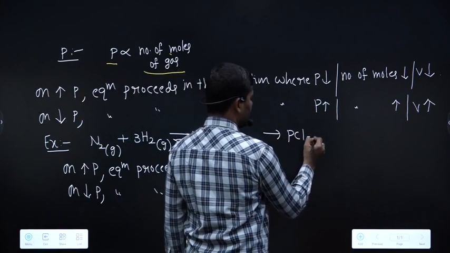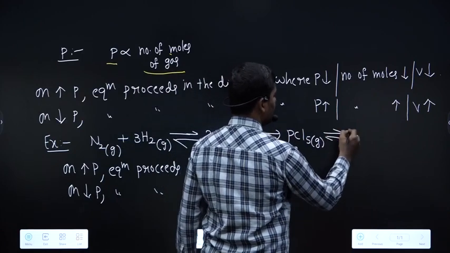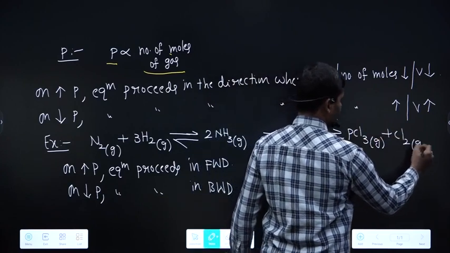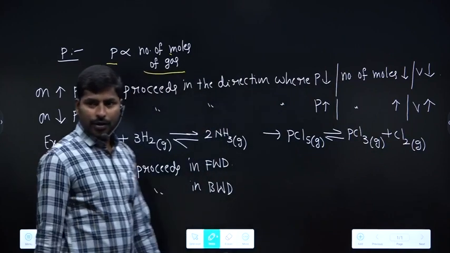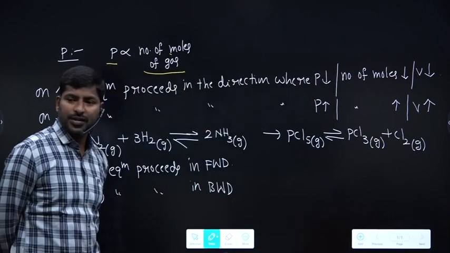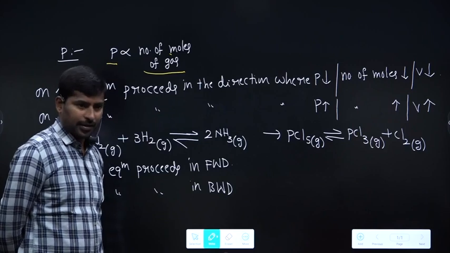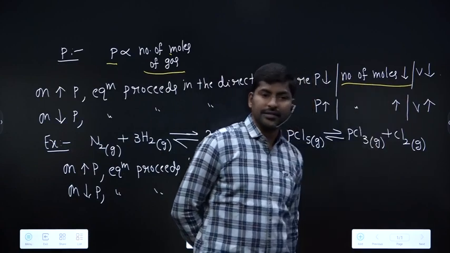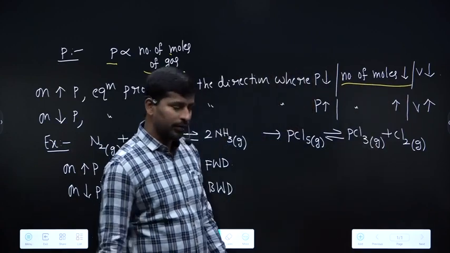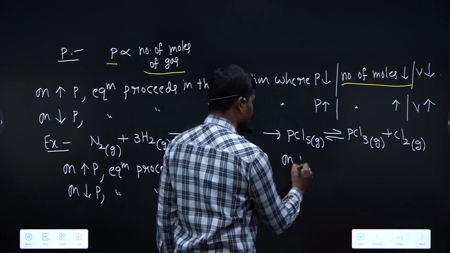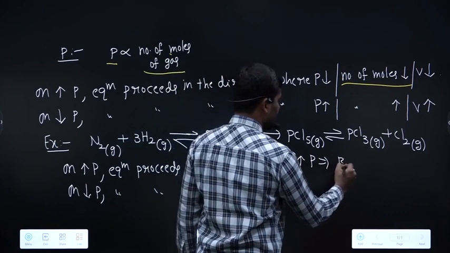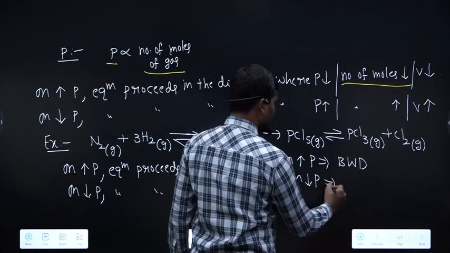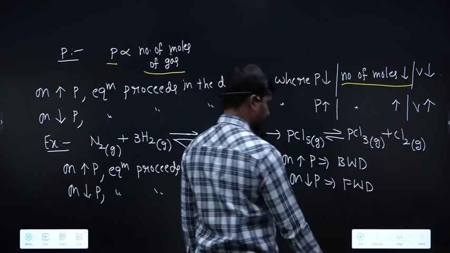For example, take the decomposition of PCl5 gas to give PCl3 gas plus Cl2 gas. Now, if you increase pressure, in which direction does it proceed? Backward direction. On increasing pressure, equilibrium proceeds where the number of moles decreases, towards fewer moles. So on increasing pressure, it shifts in the backward direction. On decreasing pressure, it proceeds in the forward direction.